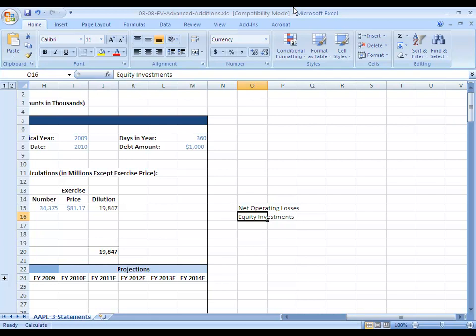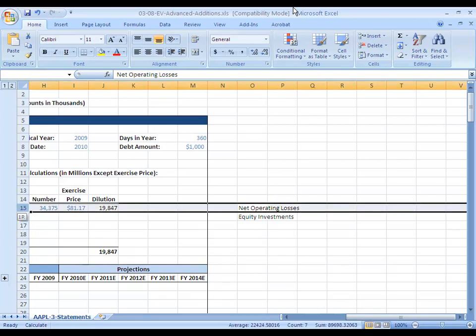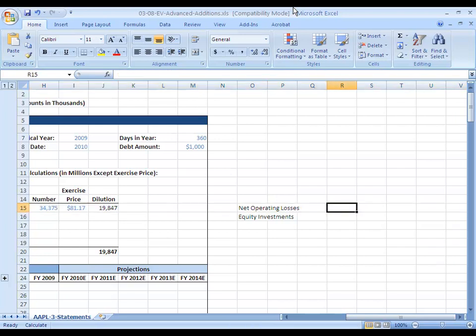So net operating losses, this refers to scenarios where a company has been unprofitable over a long period of time. So their pre-tax income has been negative, and as a result, they have paid no taxes or very little in taxes. And so over time, they've built up a tax credit. So they've built up this tax credit, and they have a balance of net operating losses.